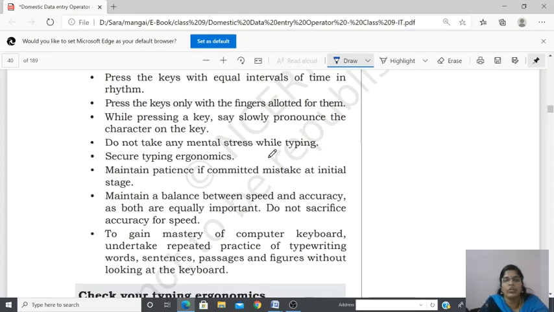Secure typing ergonomics, and maintain patience if you commit mistakes at the initial stage. When you start practicing, definitely you will make mistakes. So what you have to do is patiently correct it. Oh, I have made a mistake, then start again.